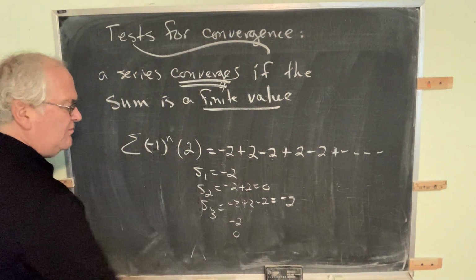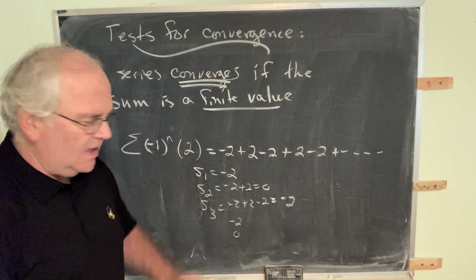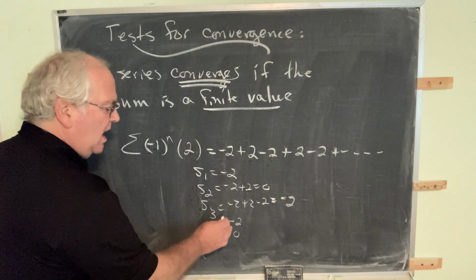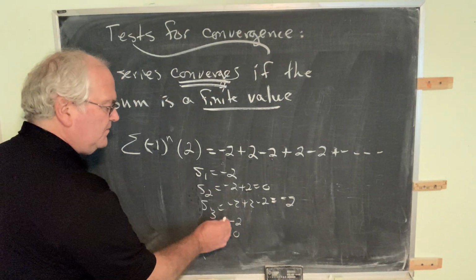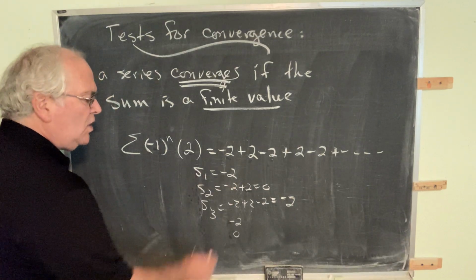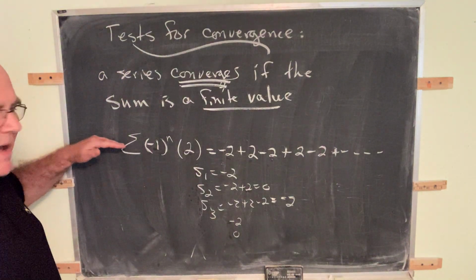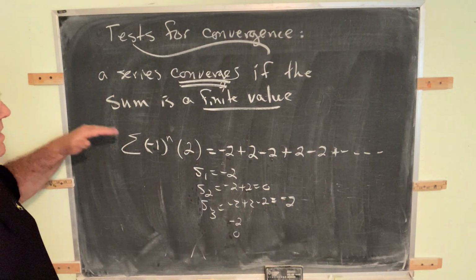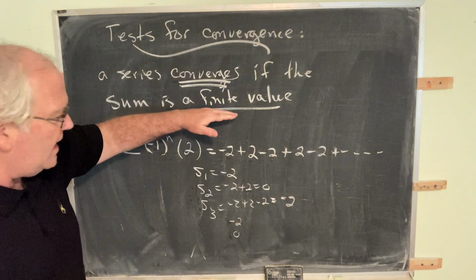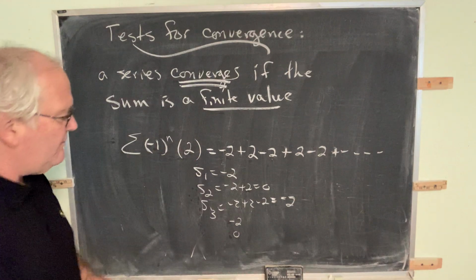And so that sequence of partial sums continues to oscillate back and forth. It never reaches one single specific value. So the sequence of partial sums oscillates between negative 2 and 0, and that sequence does not have a limit. And so this sum has no value. So this is an example of something that diverges. Converges if the sum is a finite value. This diverges because it does not achieve a finite value.